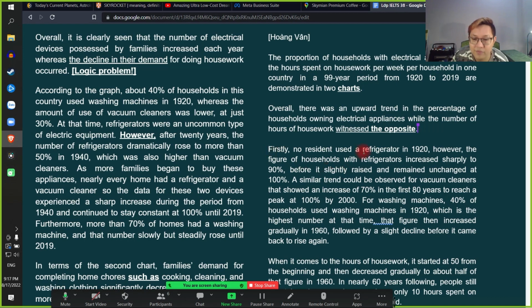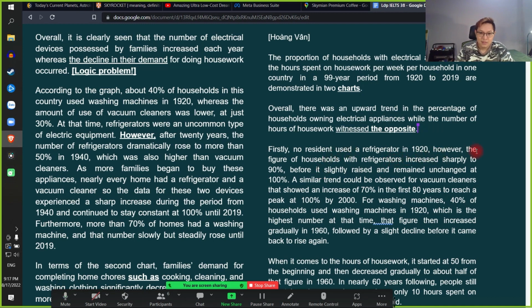Firstly, no resident used the refrigerator until 1920. However, okay, you can assume this because it's nearly 0% for refrigerators in 1920. Looking at the chart, it is clearly nearly 0% for refrigerators in 1920, so you can assume that no resident used a refrigerator in 1920.